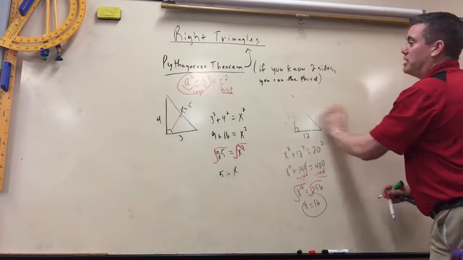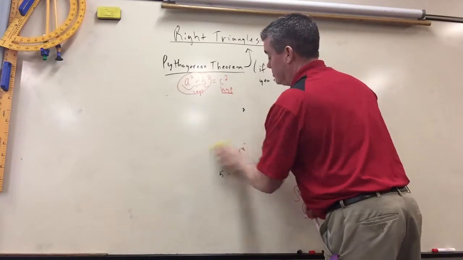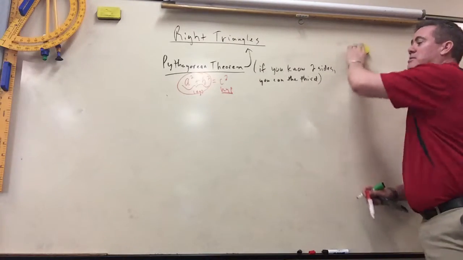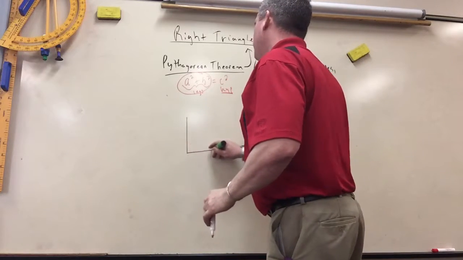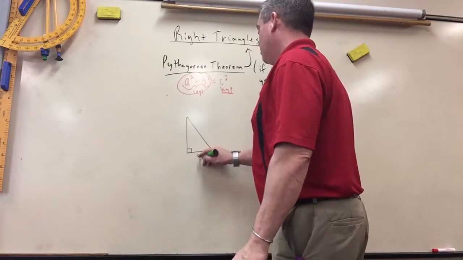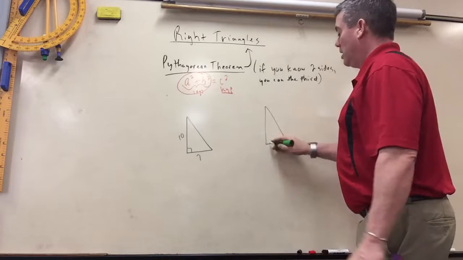Now, the shortcut for this is it's very easy just to punch it in a calculator to find the answer. Because again, you know one of two things. You either know the two legs, or you know the hypotenuse and a leg.